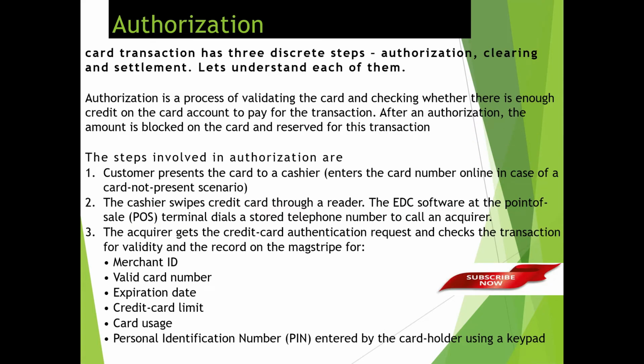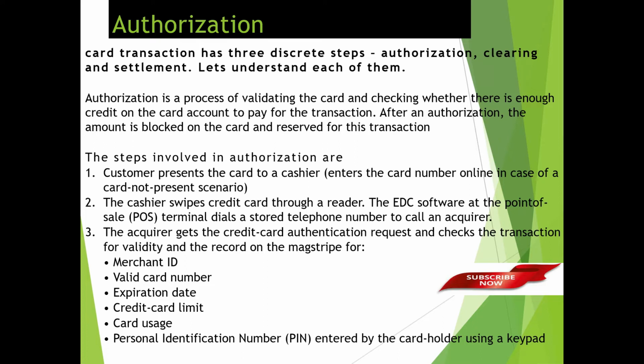A card transaction has three different steps: authorization, clearing, and settlement. Let's understand each of them. Authorization is the process of validating the card and checking whether there is enough credit on the card account to pay for the transaction. After an authorization, the amount is blocked on the card and reserved for this transaction.